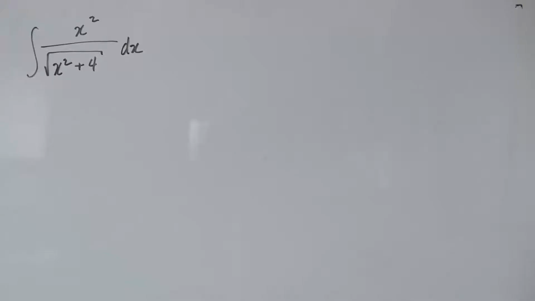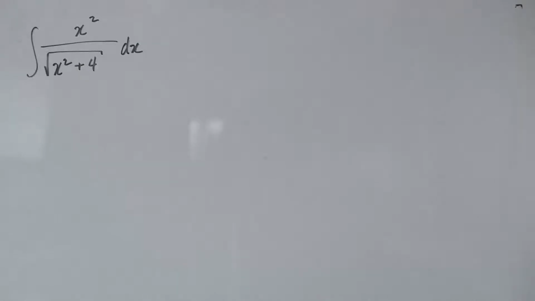Alright, hello everybody, and today we're going to be having a look at this integral: the integral of x squared over the square root of x squared plus 4. I've actually been asked how to solve this integral, and it was a pretty interesting one. You need to use hyperbolic trig substitution or some other trig substitution to solve it.